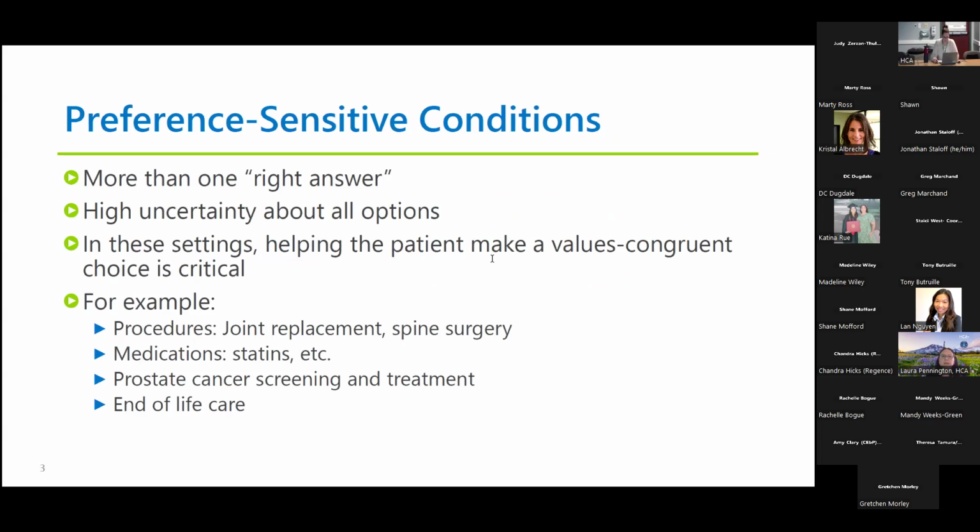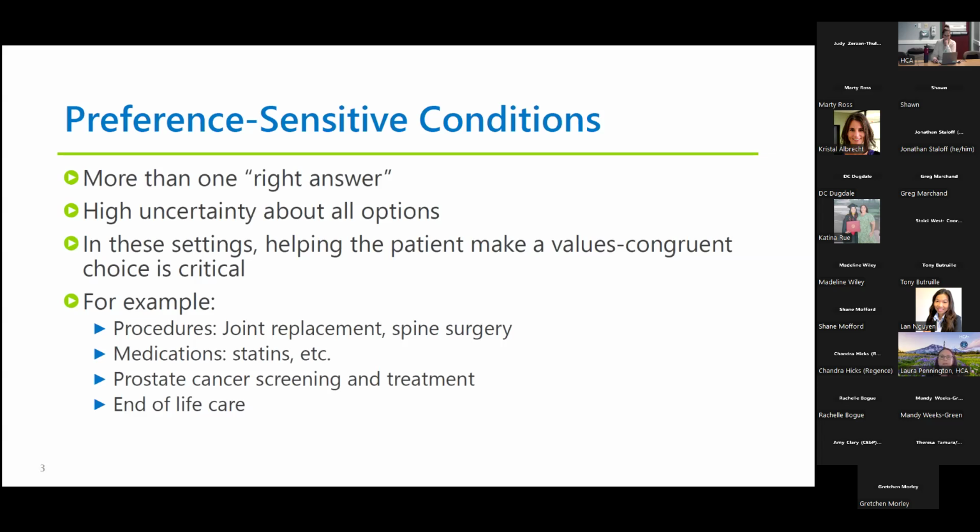Shared decision-making is not appropriate for every conversation that you have with your patient. It's really only for preference-sensitive conditions. What that means is conditions where there's more than one right answer for treatment options, and there's also a high uncertainty about all options. So it's important that in these types of conversations the patient is actively engaged and you clearly understand what's important to them. What are their preferences? What are their values?